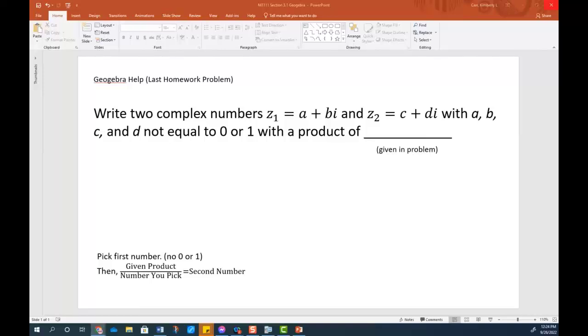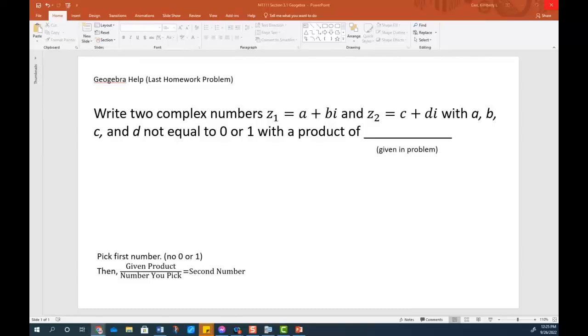So I've copied those instructions here. Write two complex numbers. Now, z sub 1 equals a plus bi just means this is the first number. z sub 2 equals c plus di. Okay, this is the second number. So write two complex numbers that don't include a 0 or a 1. That's what it means when it says with a, b, c, and d not equal to 0 or 1. So don't pick a 0, don't pick a 1.